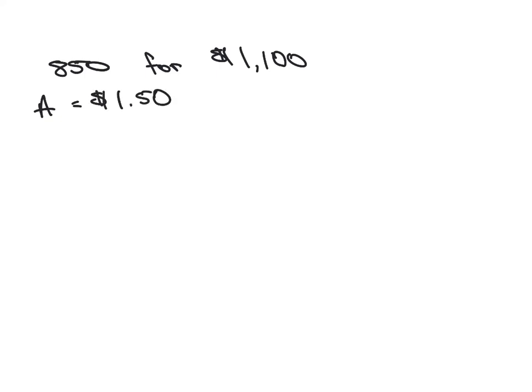Let's go to example 2, has to do with money. So we've got 850 tickets, and we sold those for $1,100. If adult tickets cost $1.50 each, and kids' tickets or children's tickets are $1 each, how many of each kind of ticket were sold?